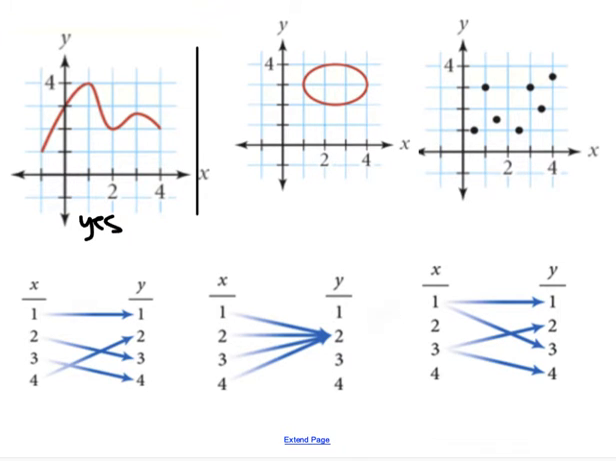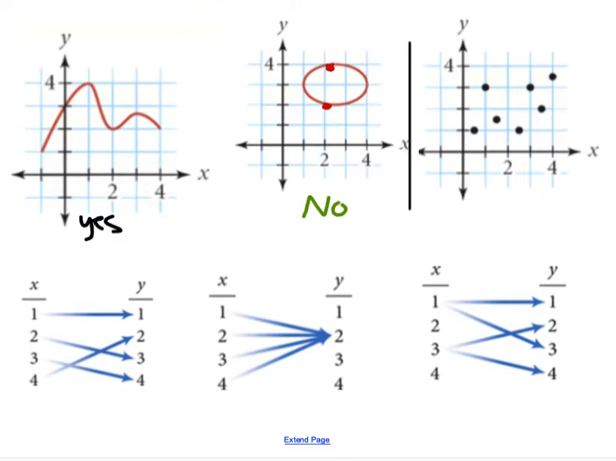So let's try this one. Easy to see. Oh, look, it hits it twice. It's constantly almost hitting it twice. For example, here, when x is 2, y is both 2 and 4. So for that x value, there's more than one y value. So that is not considered a function.